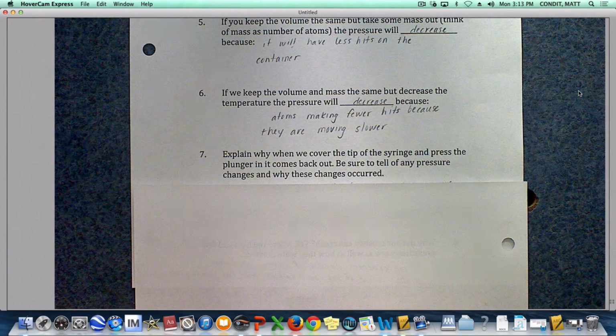Okay, question 7. It says, explain why when we cover the tip of the syringe and press the plunger back in, it comes back out. Be sure to tell of any pressure changes and why these occurred. This is basically our summary problem.